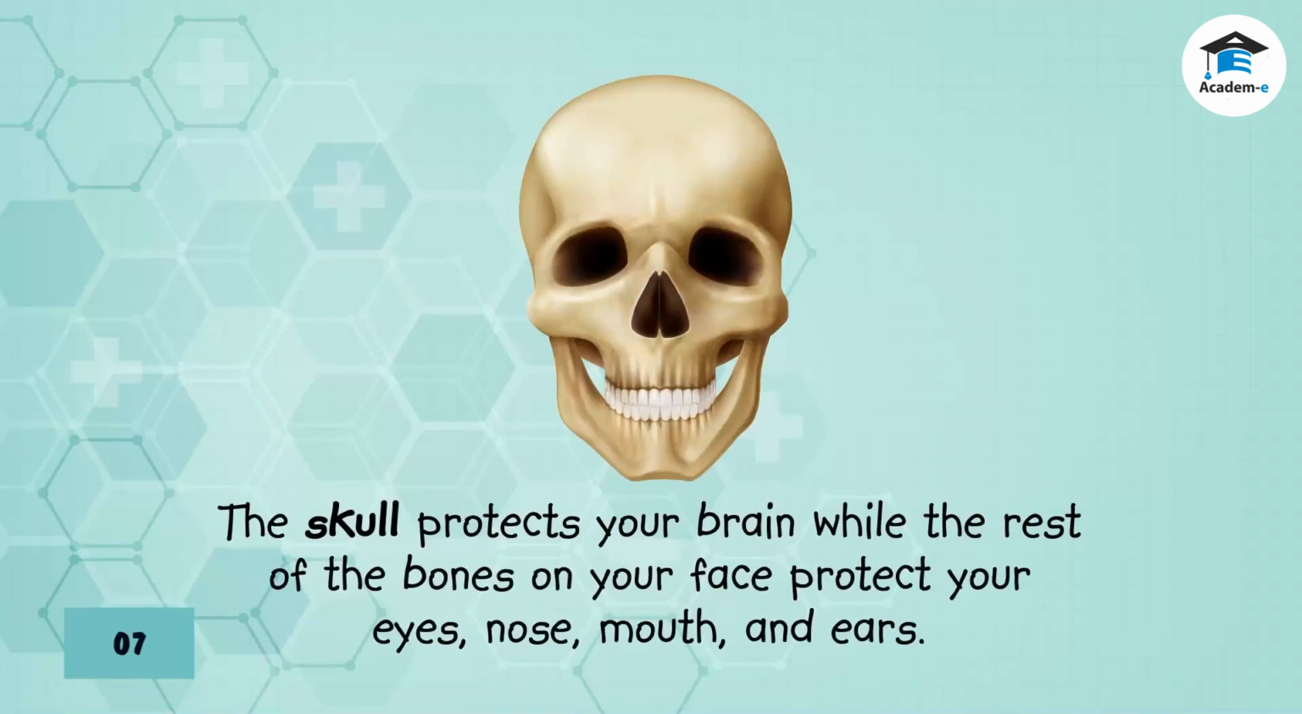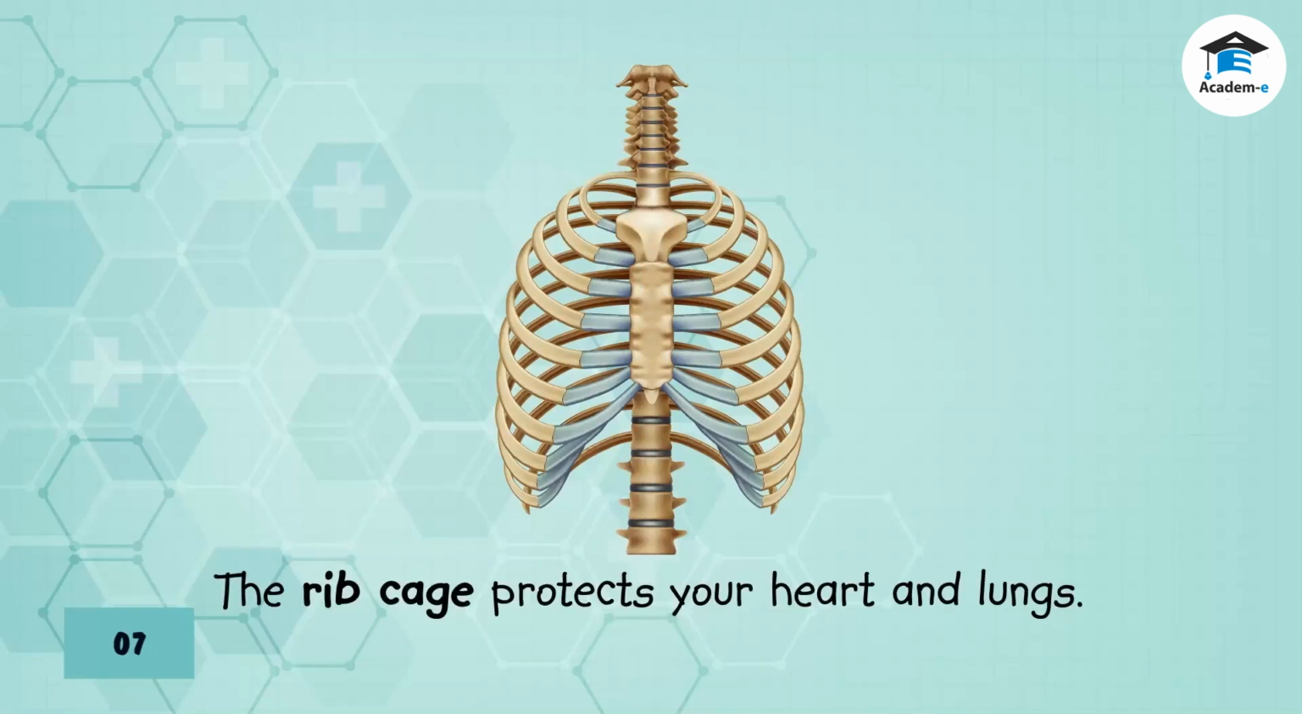The skull protects your brain, while the rest of the bones on your face protect your eyes, nose, mouth, and ears. The rib cage protects your heart and lungs.